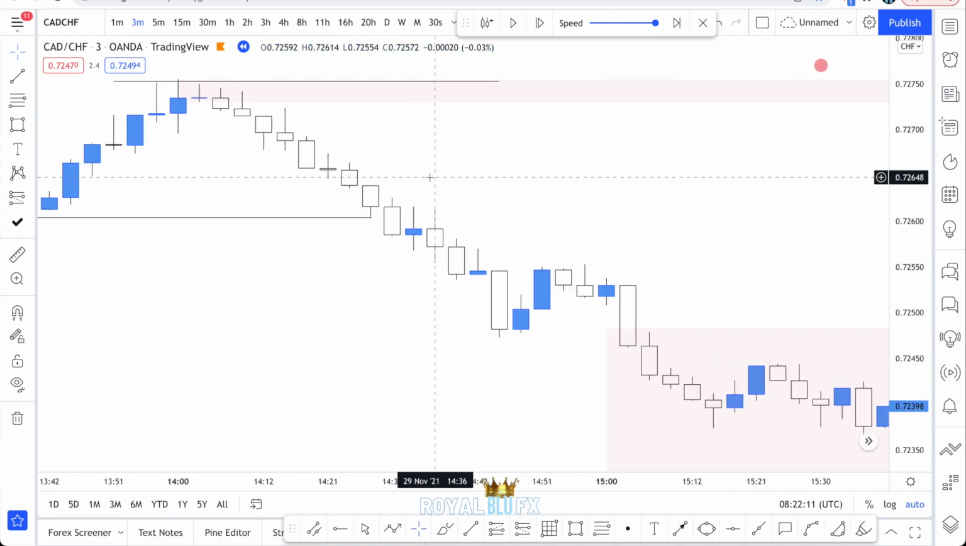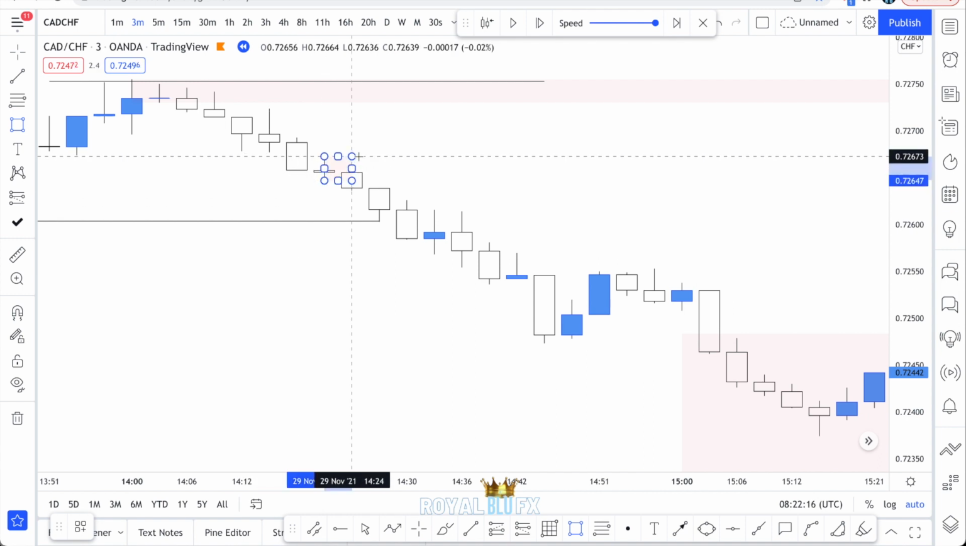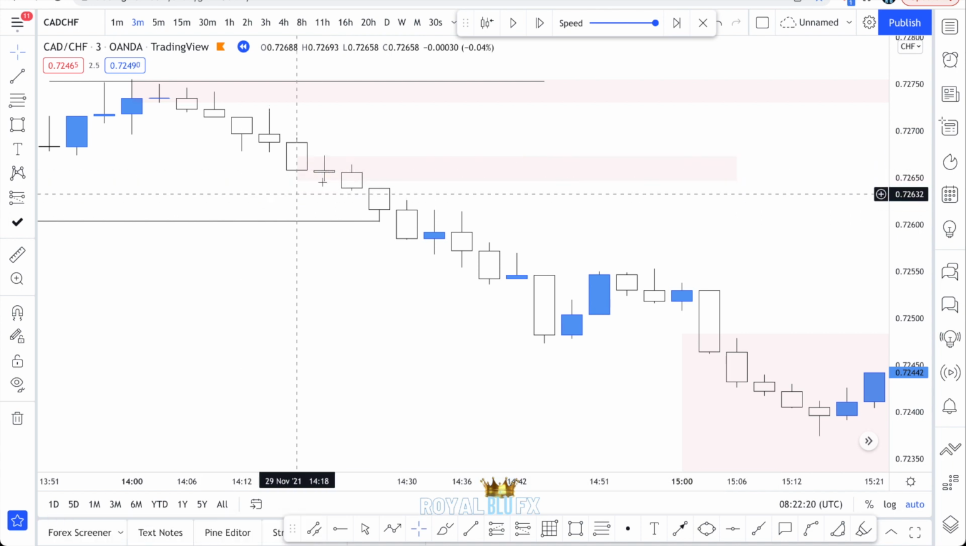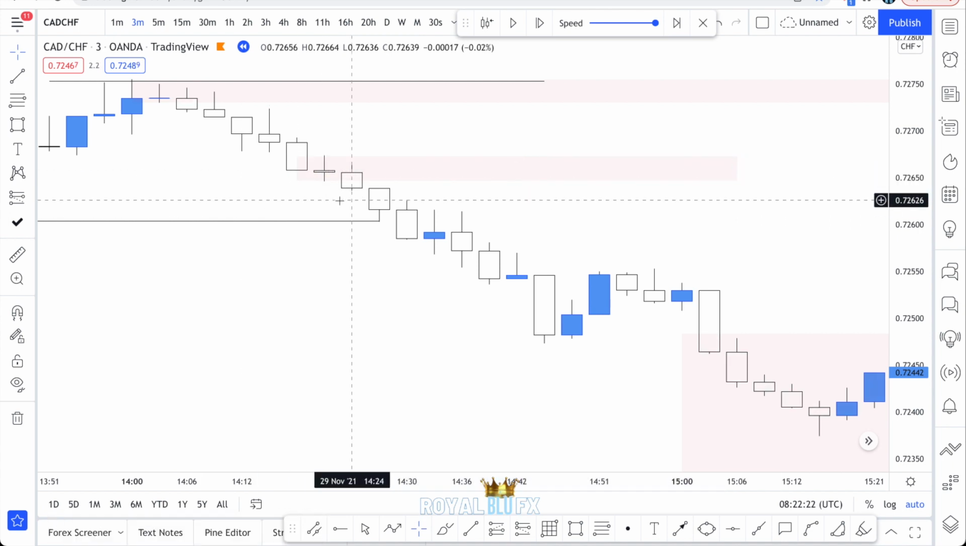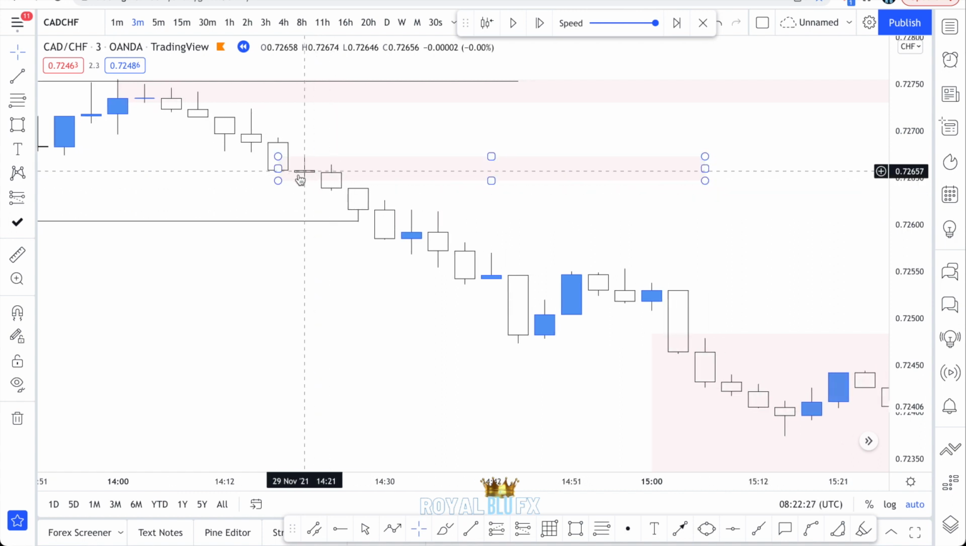Where could it be? Well, I'll tell you guys this. This is our last up candle before the down move, right there. And the reason why is because this is an indecisive candle. Okay, it's an indecision candle where price is neither going up or down. It's just in the middle.